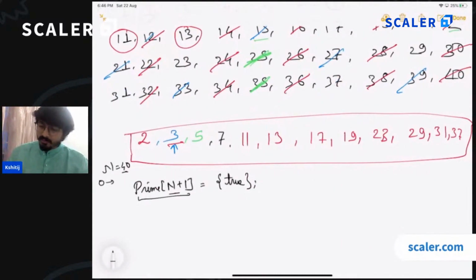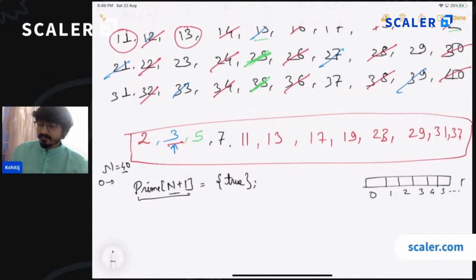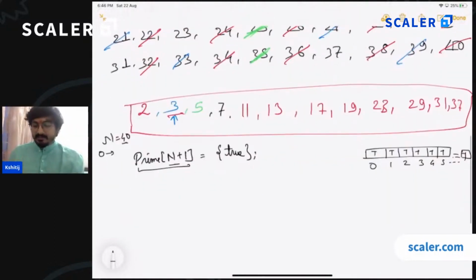This prime array, for every index, holds true or false based on whether the number is prime or not, right? So currently I am saying that if this is my array, all of them are prime, so we have true for each and every index. Then we'll first declare some of the already known values.